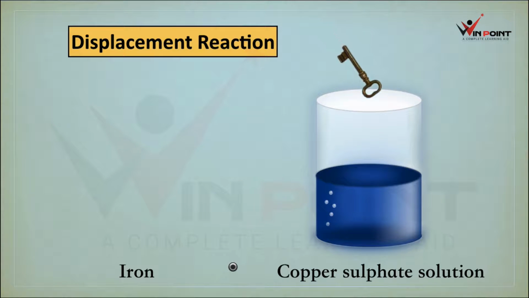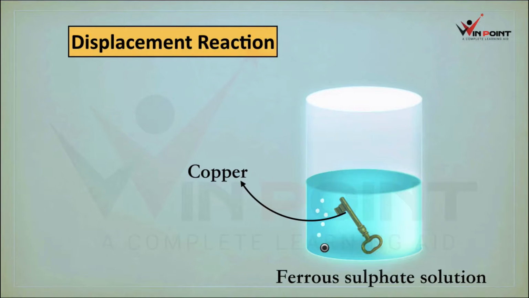When we are adding iron to copper sulphate solution, there will be a chemical reaction. The color of iron is changed to the color of copper. The copper sulphate changed to ferrous sulphate solution. What is happening here? We are going to explain that.